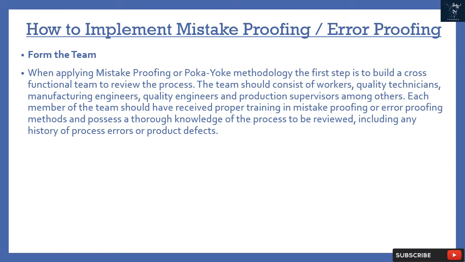How to implement mistake-proofing, error-proofing. Form the team when applying mistake-proofing or Poka Yoke methodology. The first step is to build a cross-functional team to review the process. The team should consist of workers, quality technicians, manufacturing engineers, quality engineers, and production supervisors, among others.